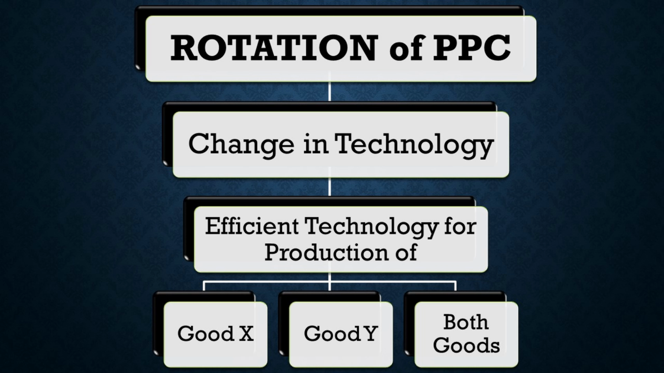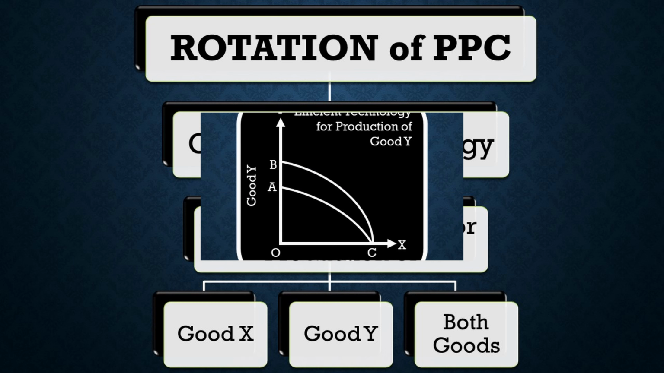PPC will rotate when there will be change in technology. Change in technology can be of three types. First is when efficient technology will be used for the production of good X. Second is when efficient technology will be used for the production of good Y. And third is when efficient technology will be used for the production of both the goods.